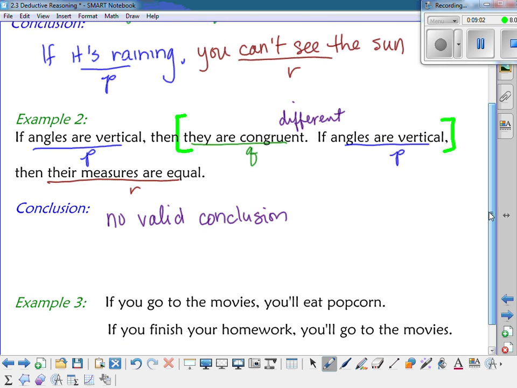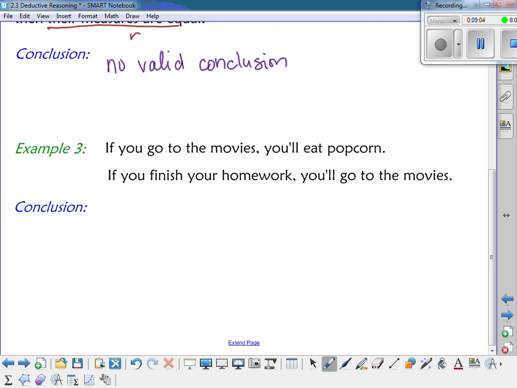All right, example 3. If you go to the movies, you'll eat popcorn. If you finish your homework, then you'll go to the movies. So initially, when you look at it, it doesn't look like it's following the pattern, because when I'm looking at the middle two, you'll eat popcorn and finish your homework, those are different. But I noticed that go to the movies is in there twice.